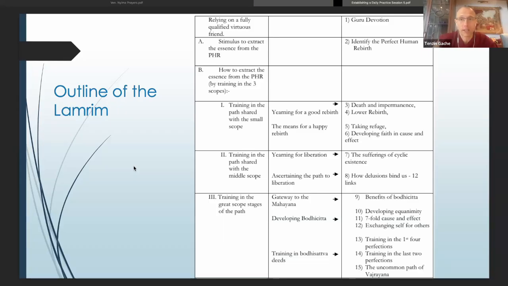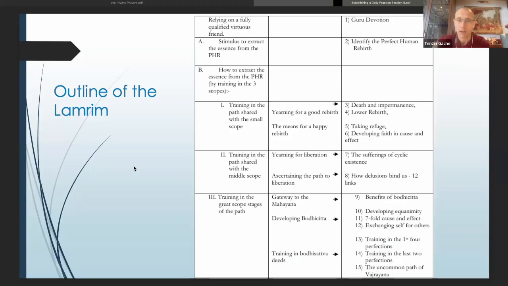So we have the gateway to the Mahayana, which means bodhicitta. If one develops the mind of bodhicitta, the wish to achieve enlightenment for the benefit of others, that is the gateway, in the sense that once one has that mindset, one has entered the Mahayana path. And then developing bodhicitta, how to develop that mind or train with that mind.